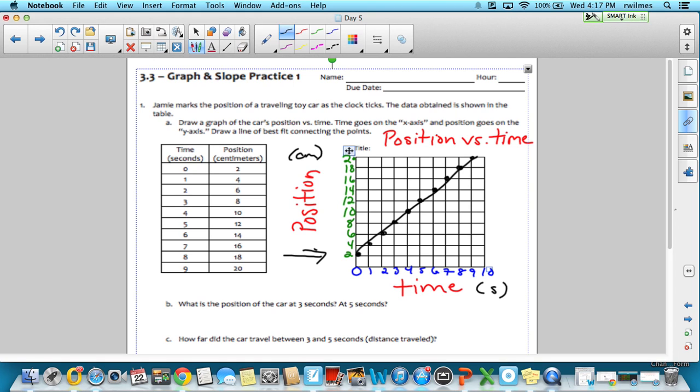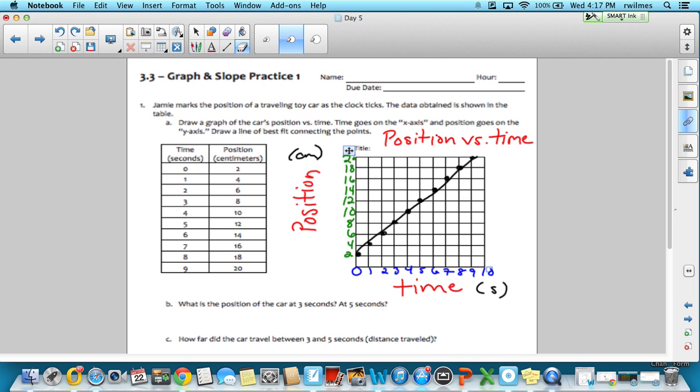I notice that it's straight, and we found this in our notes from the bubble tube lab, that when we have a straight line, it's going at constant speed. We call that a linear line, and it's constant speed. Great, fantastic. This is also telling us that as it starts right here, my starting position is 2 centimeters.